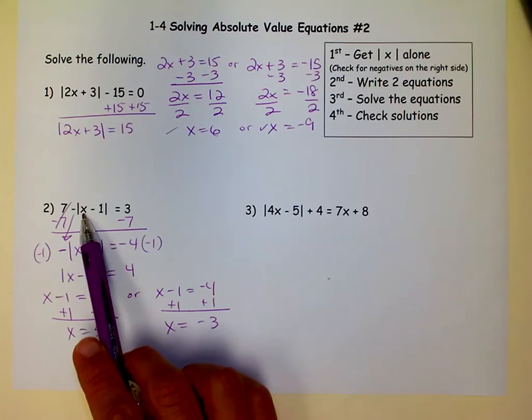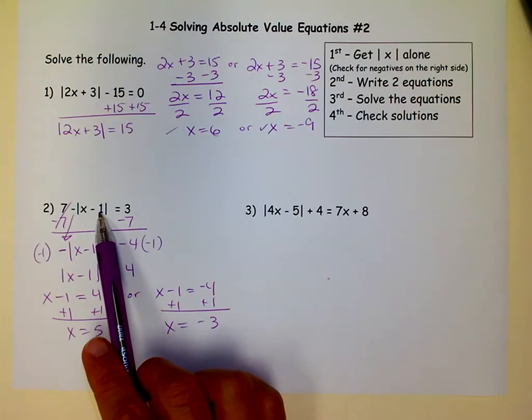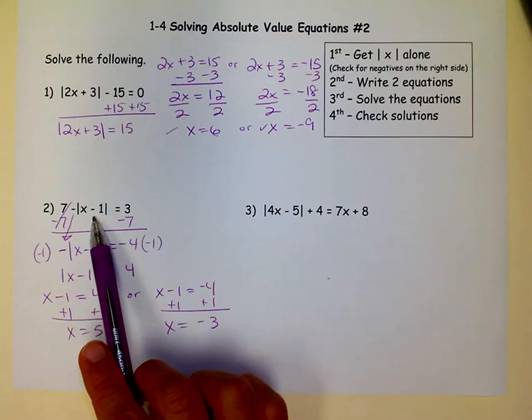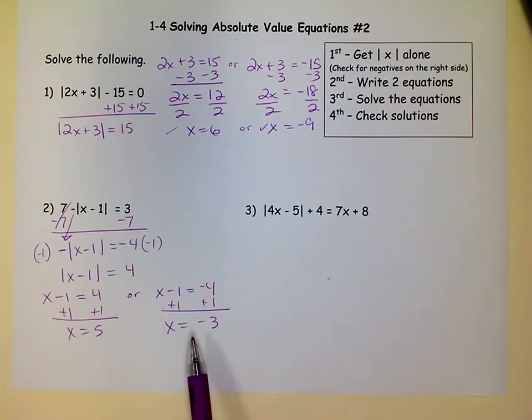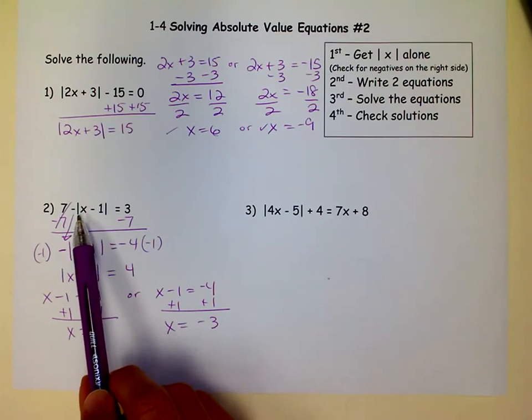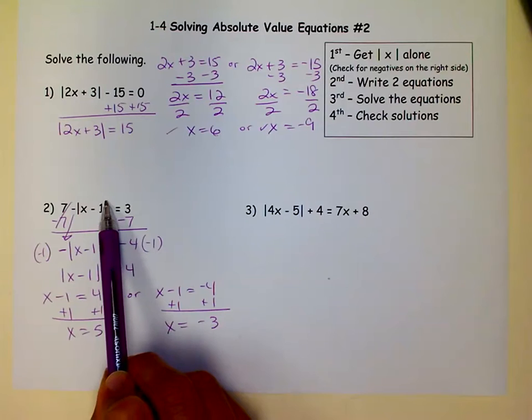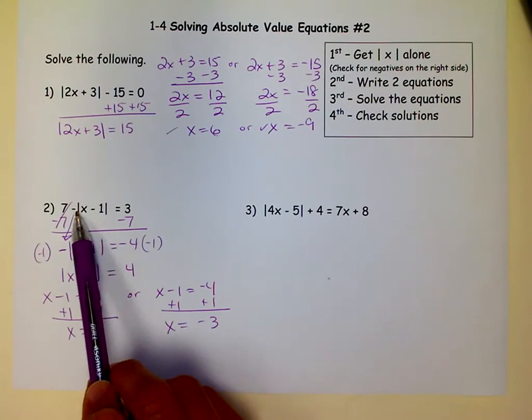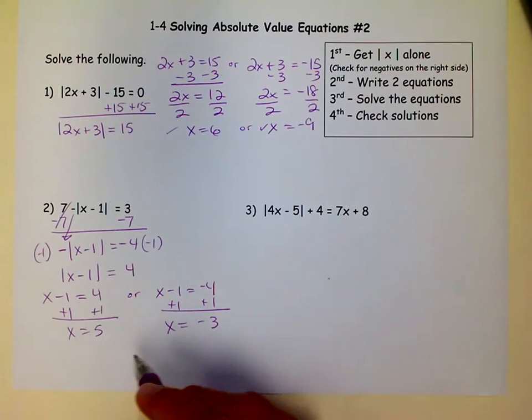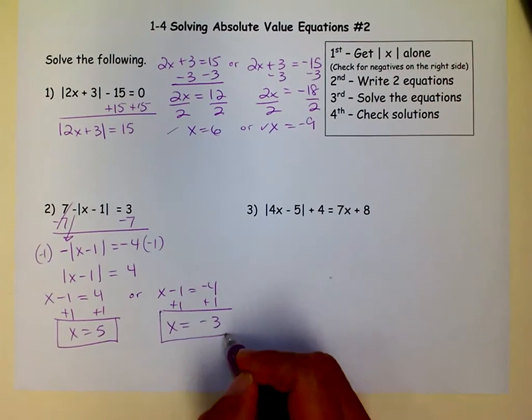So 5 into here would be 5 minus 1, which is 4. The absolute value of 4 is 4. 7 minus 4 is 3. So that one checks. Let's put a negative 3 in for x. Negative 3 minus 1 is negative 4. The absolute value of negative 4 is 4, and 7 minus 4 is 3. So check, check. We know those are right.